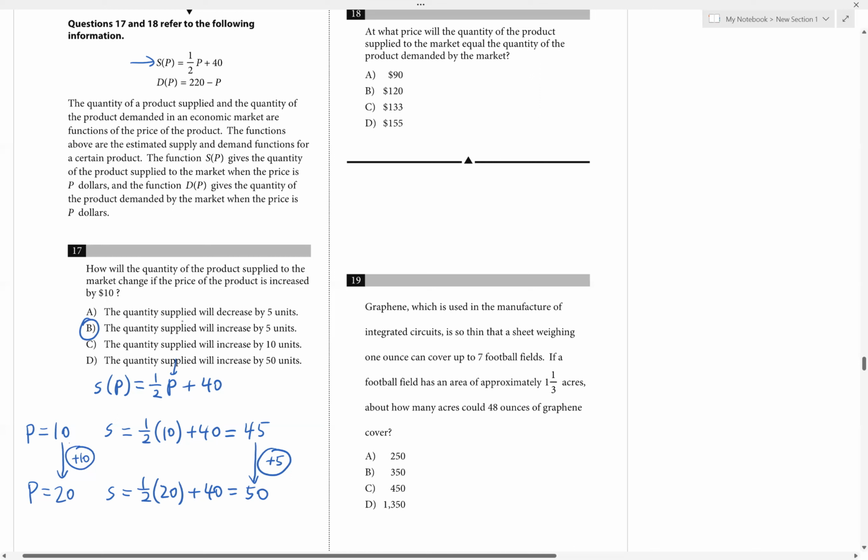Okay. It doesn't matter which number you begin with. You could pick a different P value to begin with. As long as you increase the price by 10, the total quantity supplied should increase by 5, because if you think about it, the slope here is 1/2. So if P increases by 10, half of that should be 5. Okay, so for number 17, we can plug in some numbers, and then it should be B for our final answer here.